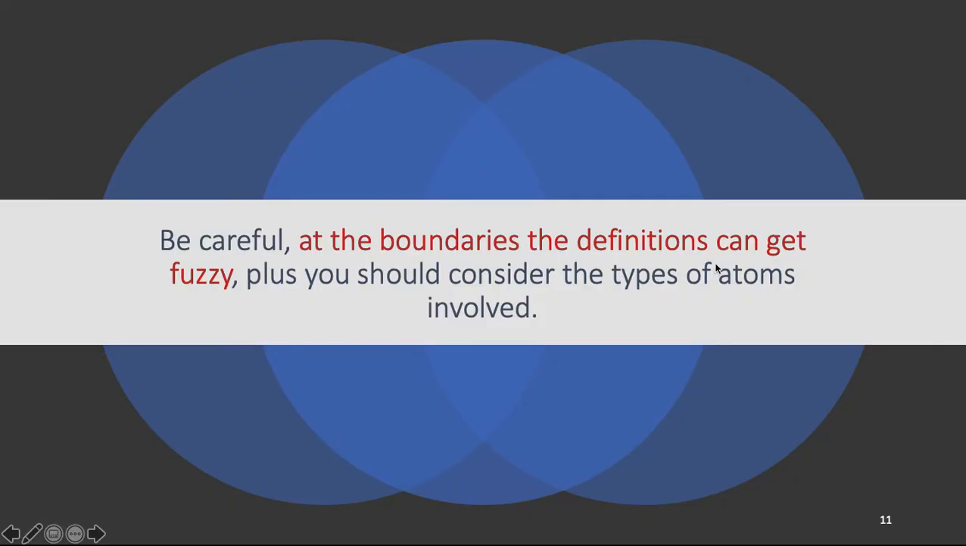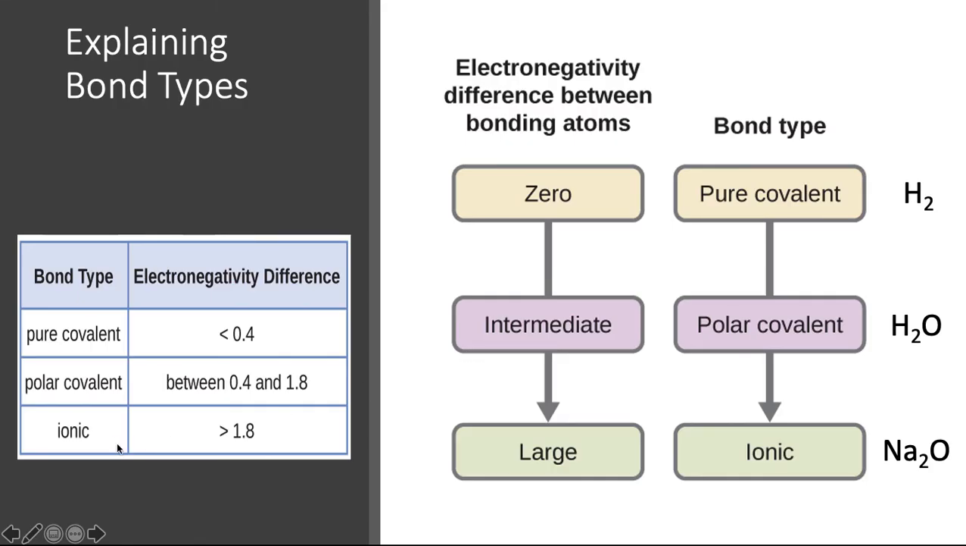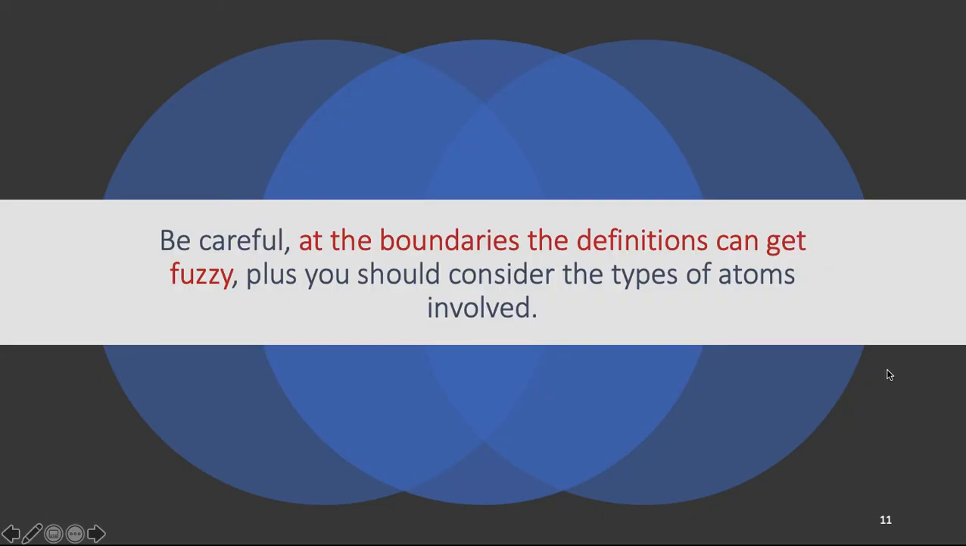And then in that case, you consider the types of atoms that are involved. If you have a metal and a nonmetal bonded to each other with an electronegativity difference of 1.8, then you would have to say that bond is an ionic bond because I have a metal and a nonmetal. If it is an electronegativity difference of 1.8, but you have two nonmetals bonded together, then you would say it's a polar covalent bond. It's a very polar covalent bond. That is kind of how you can work through these.